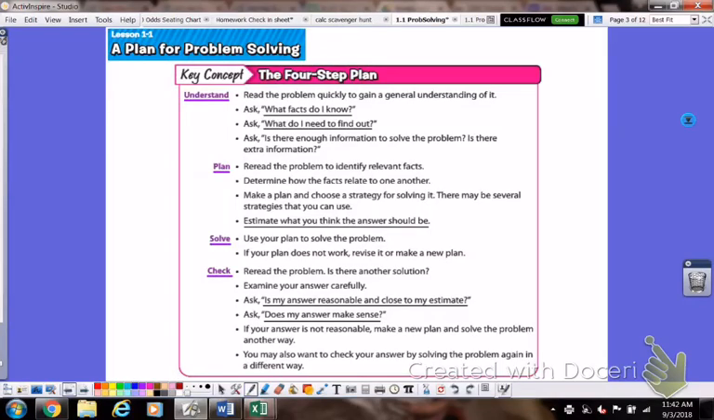Alright guys, here is our first lesson, chapter 1, section 1. This lesson talks about a plan for problem solving. So first off, we want to talk about what our 4-step plan is. In our 4-step plan, obviously there's 4 steps.